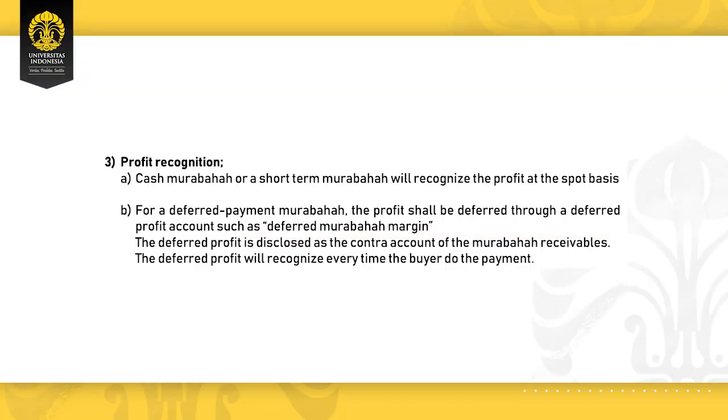Number 3 is about profit recognition. Cash Murabahah or short-term Murabahah will recognize the profit on a spot basis. For a deferred payment Murabahah, the profit shall be deferred through a deferred profit account such as deferred Murabahah margin. The deferred profit is disclosed as the contra account of the Murabahah receivables. The deferred profit will be recognized every time the buyer makes the payment.